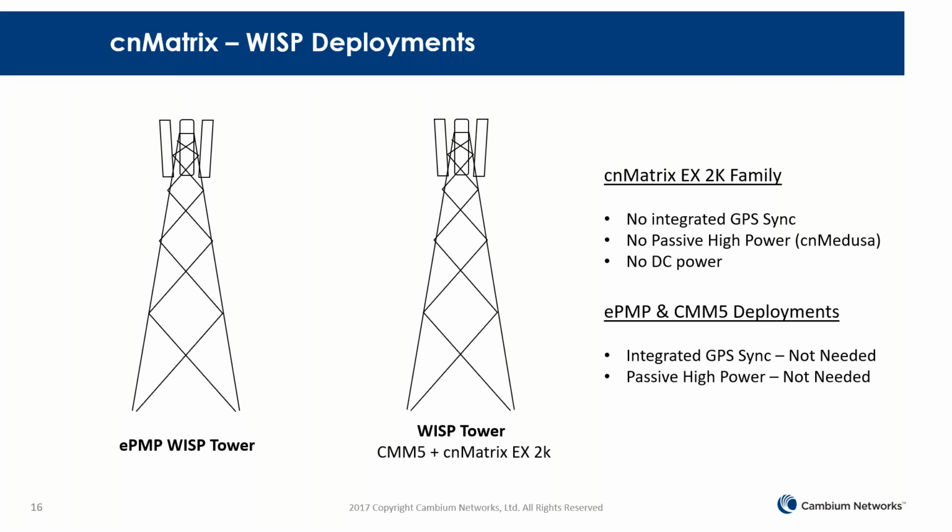But if you don't need those three things in your WISP deployment, you can still use your enterprise switches. For example, in an ePMP WISP tower, picture on the left, the ePMP radios have their own integrated GPS, so you don't need the GPS signal to be coming from the switch. Also, the ePMP radios don't need the passive PoE that some of the other higher end radios need. They operate on 802.3af/at, so you're fine there as well. And if the ePMP deployment doesn't need a DC powered solution, then you're good to go. So the cnMatrix EX2K family can be used for these ePMP deployments.